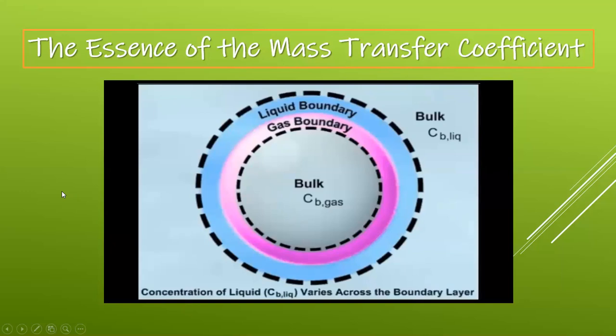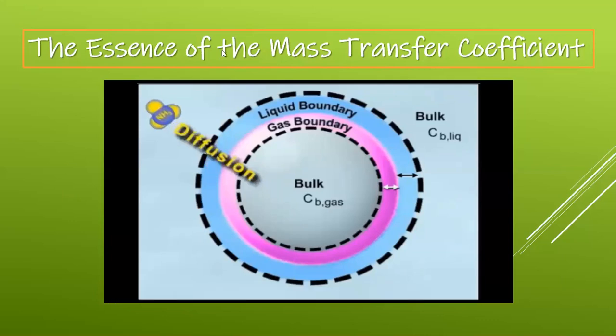In order to accurately predict mass transfer rates, we need to be able to predict the thickness of the boundary layer and diffusion rates across the boundary layer. And we need to do this on both the gas and liquid side.